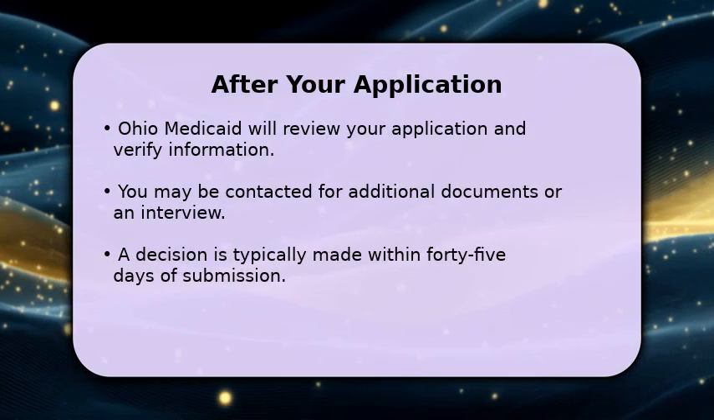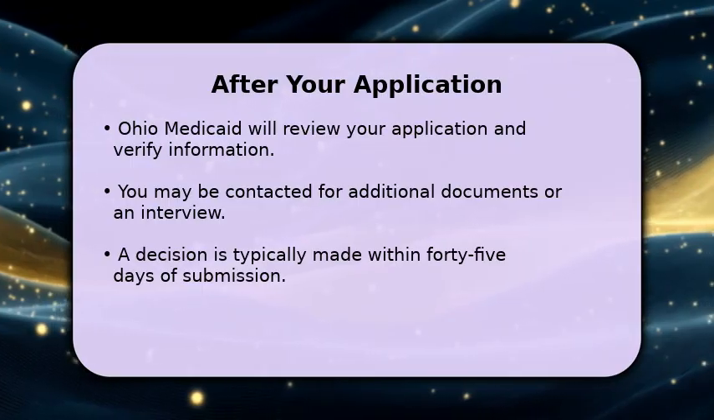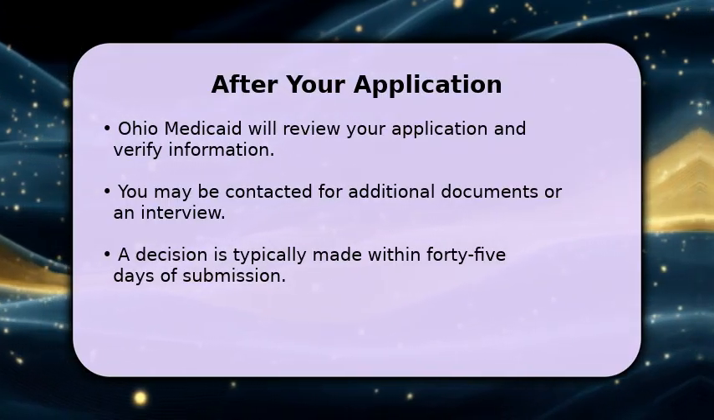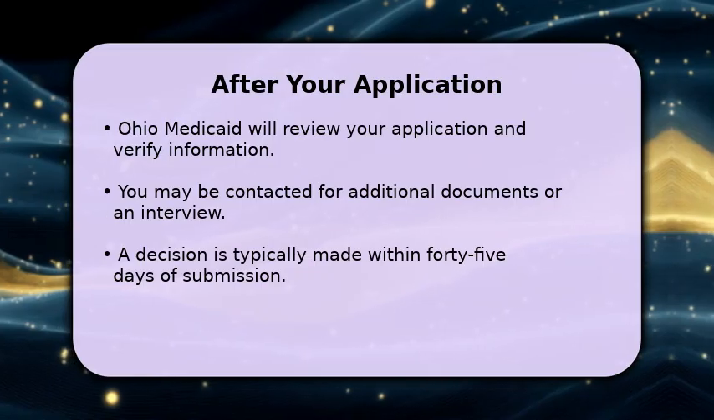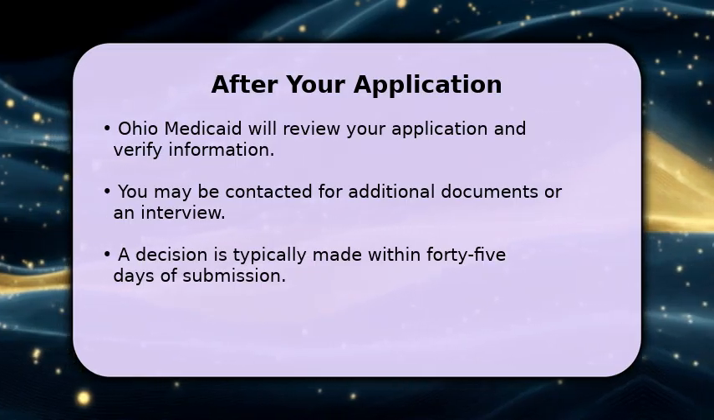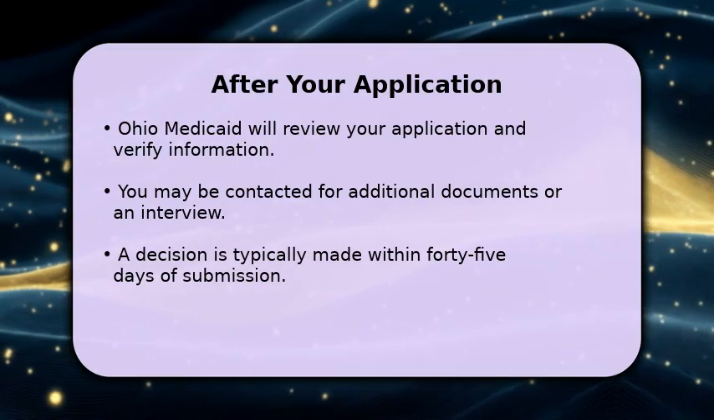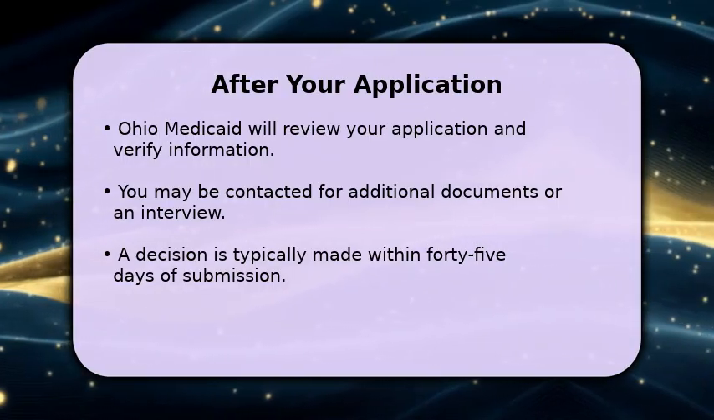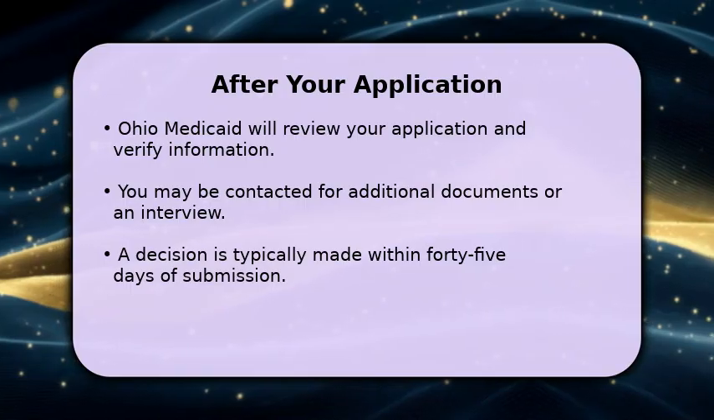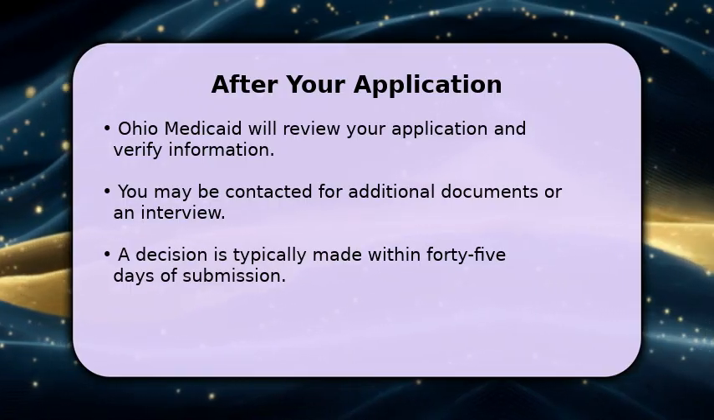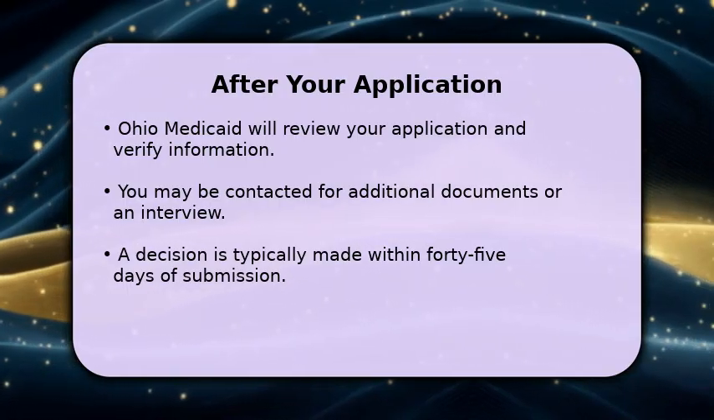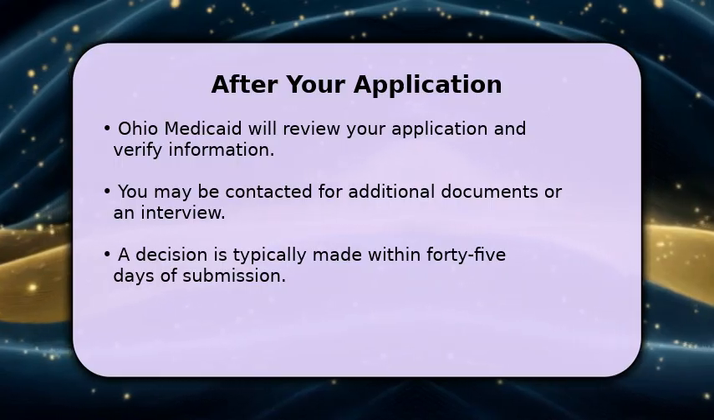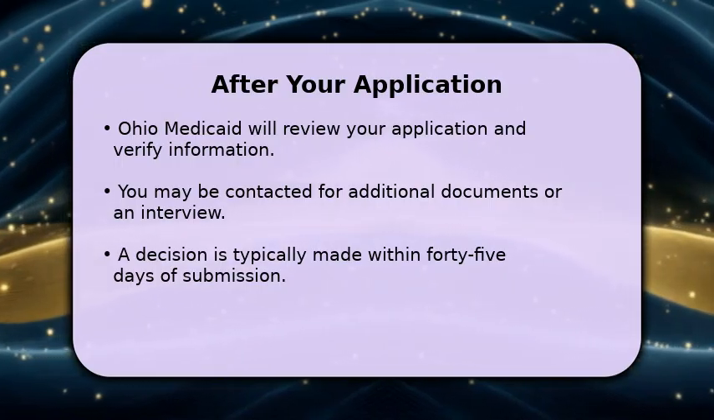Once you submit your Ohio Medicaid application, the agency will begin reviewing your information and verifying your eligibility. They might contact you to request additional documents or to schedule an interview to clarify details. A decision is usually made within 45 days, though it can take longer in some cases. If approved, you will receive an Ohio Medicaid card and information about your benefits, allowing you to access necessary healthcare services.